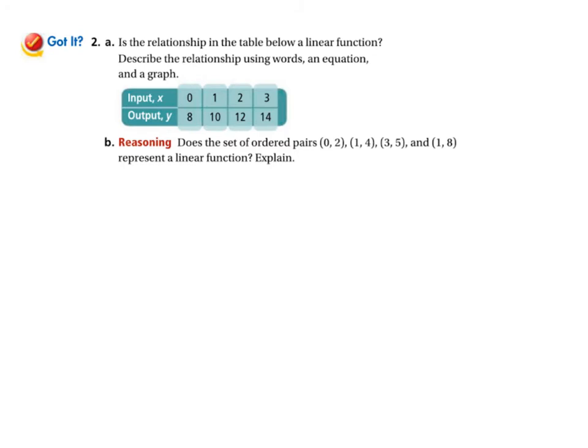So here's your got it problem. Is the relationship in the table below a linear function? Describe the relationship using words, an equation, and a graph. And does this set of ordered pairs, this is fun, represent a linear function? Explain. Give it a shot.